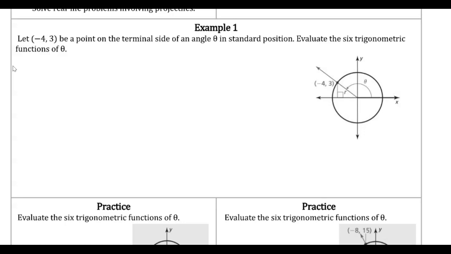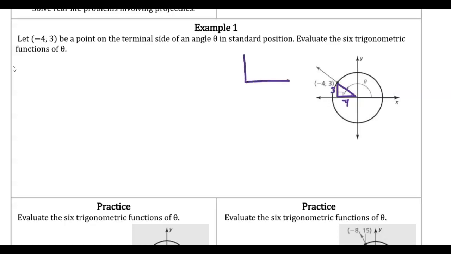So when we have learned that sine is y and cosine is x, that only works on the unit circle. So this is just a circle, not the unit circle. So it says evaluate the 6 trig functions of theta. Okay, well, you are taking this triangle right here, and if the x value is -4, that's this distance, and the y value is 3, that's this distance.